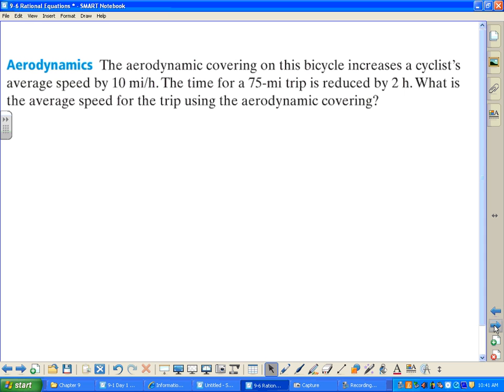So I guess my first question is this: what kind of an equation do you think we're going to use for this problem? It's talking about 75 miles. It's talking about this time being reduced. It's talking about a speed. What kind of a formula does that lead you to? It's rate times time equals distance, right? You've got some rates, you've got some times, and you've got some distances.